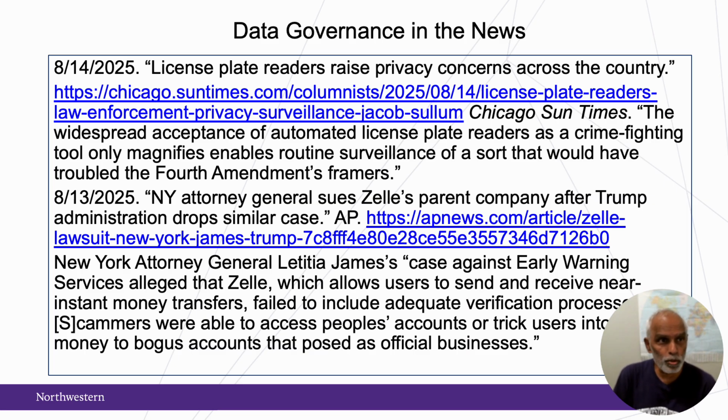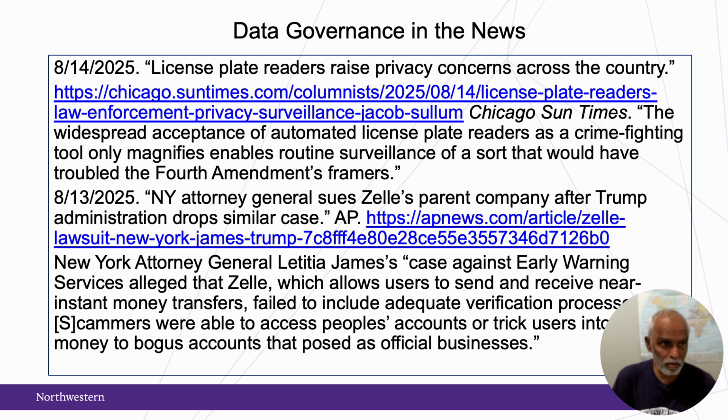Data governance in the news, published August 14, 2025: license plate readers raise privacy concerns across the country. From the Chicago Sun-Times: the widespread acceptance of automated license plate readers as a crime-fighting tool only magnifies routine surveillance of a sort that would have troubled the Fourth Amendment's framers.